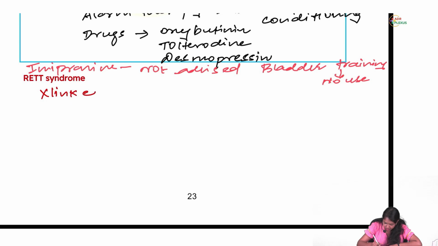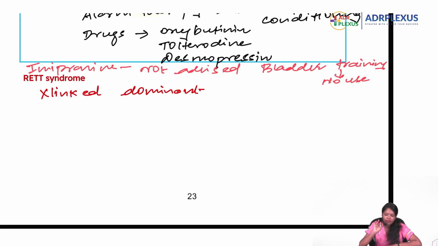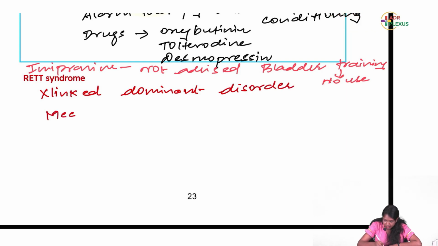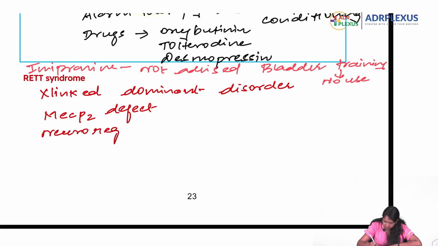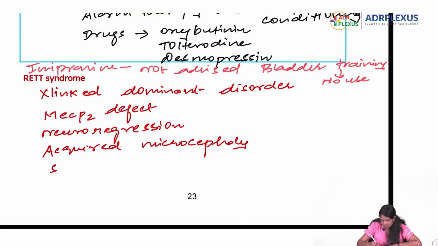It is an X-linked dominant disorder. Only a few X-linked dominant disorders are there. When I'm teaching you genetics, I will teach you in detail about all that. But as and when I tell you the inheritance patterns, please keep that in mind. Okay. So this is due to a mutation in a gene called MECP2. Very important, MECP2. Okay. Here you will have neuroregression, acquired microcephaly, seizures.